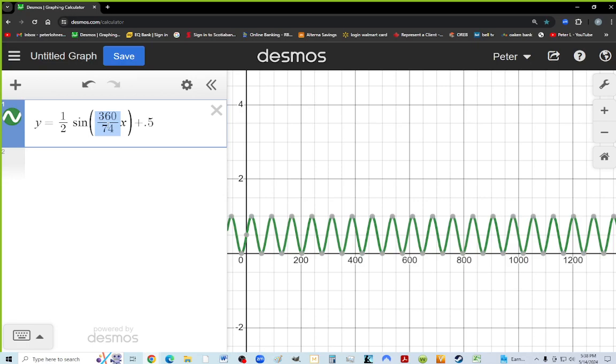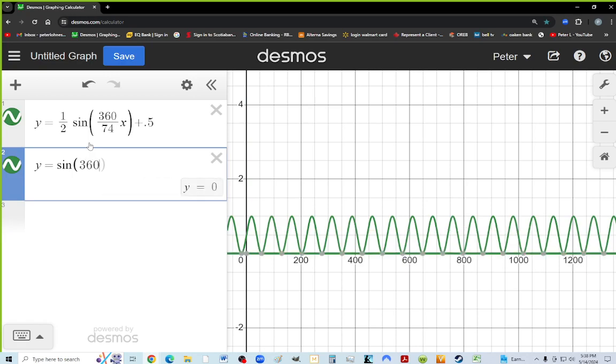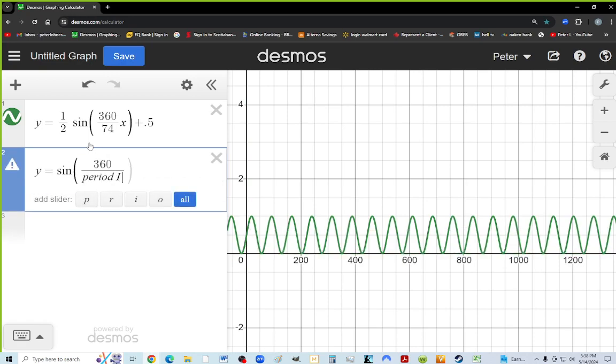Yes. Right. So it looks like all I have to do is put 360 as a fraction over the period I want to create the period I want. Okay, memorize that. So in other words, it would be 360 over the period I want, times x.